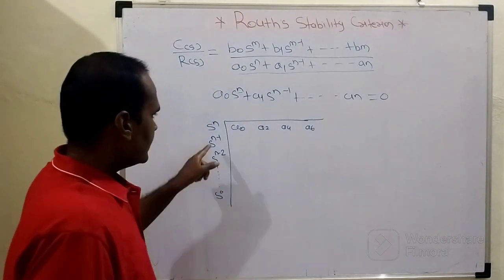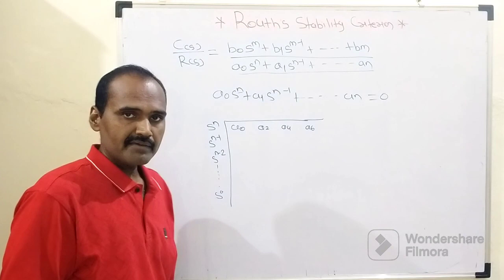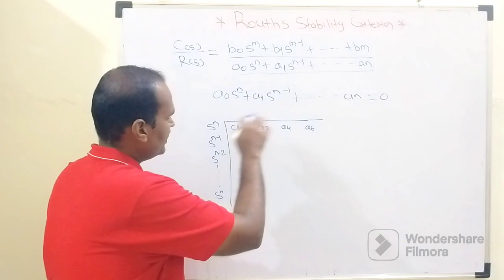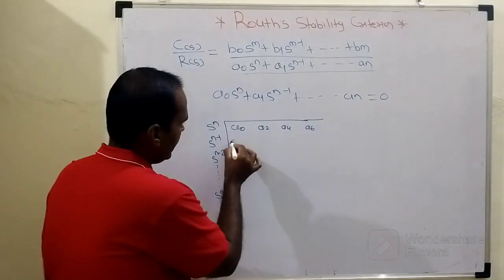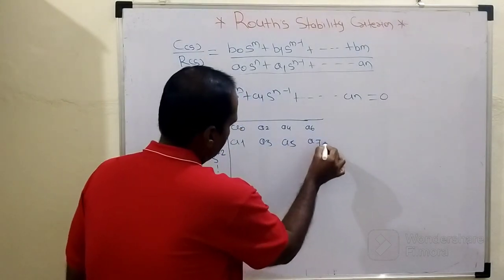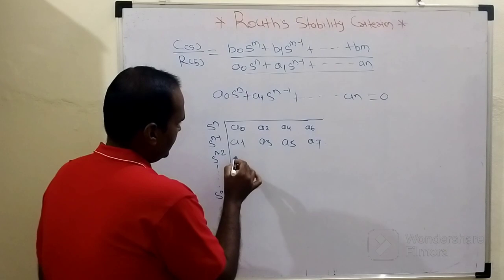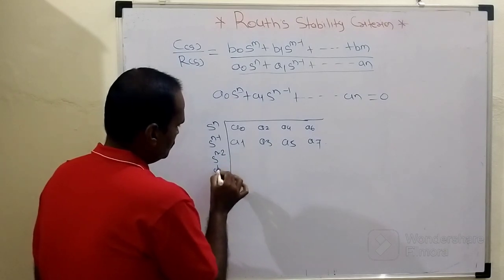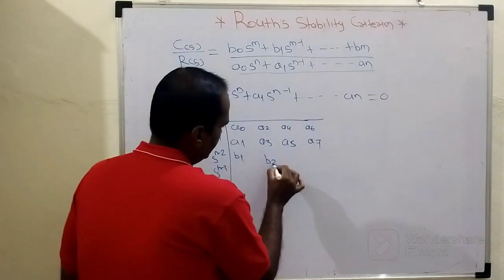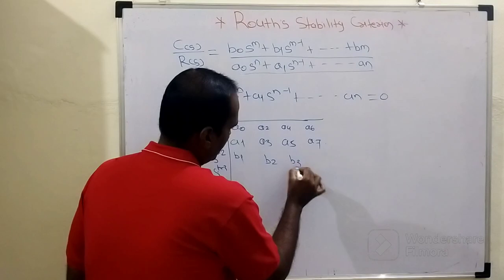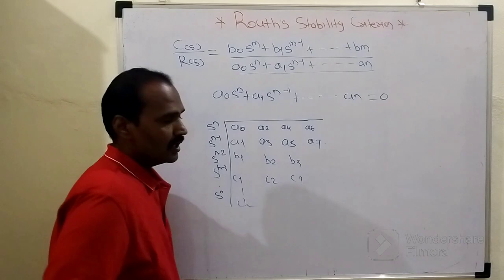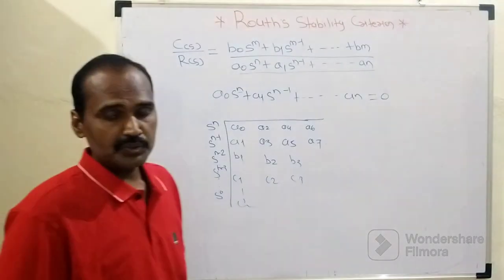A6, like this. Now as far as the second row is concerned, the multiplying factor for this second row is nothing but S raised to n minus 1. So for that purpose we need to collect all the elements which are lying at the odd positions, A1, A3, A5 and A7, right? As far as the S raised to n minus 2 and S raised to n minus 3 rows are concerned, here these elements are to be written: B1, B2, B3, C1, C2, C3, right? So such a Routh array we need to declare.